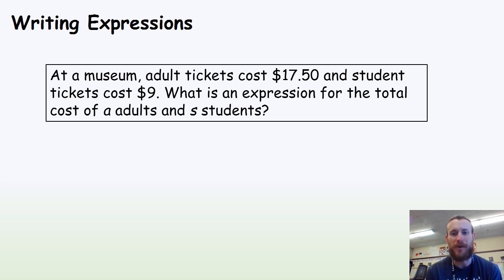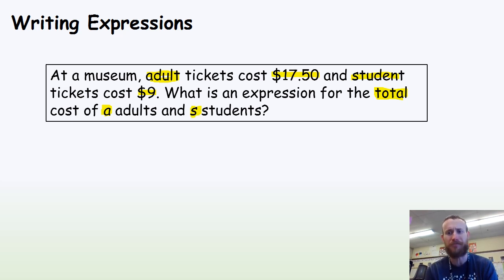So we got some important things that we should highlight here, right? We know that adult tickets cost $17.50, so I'll just highlight adult and $17.50. Student tickets cost $9. And then we're asking for the total. That's an important math word, right? Total means sum or adding together. And we are given some variables. One of them is A for adults and S for students.